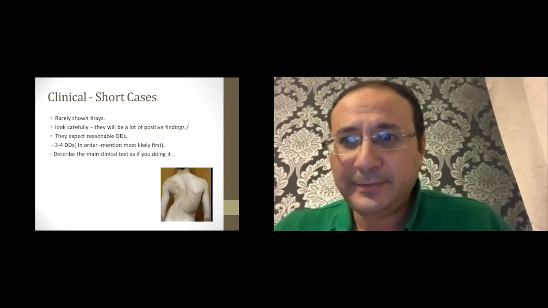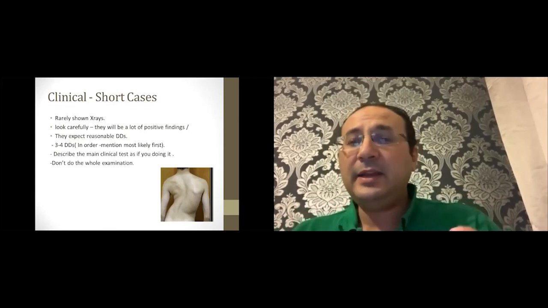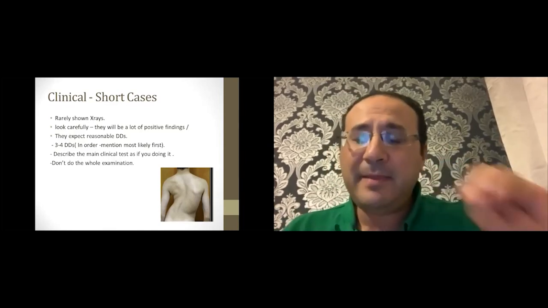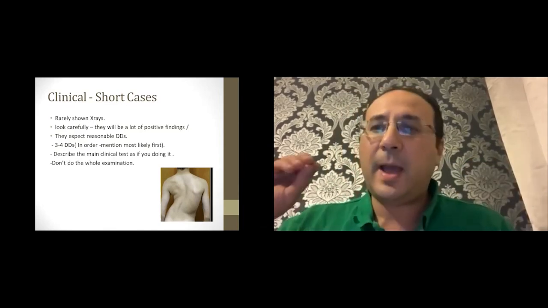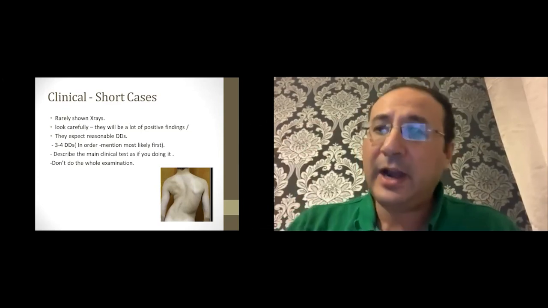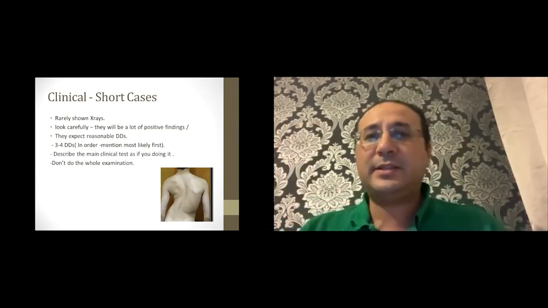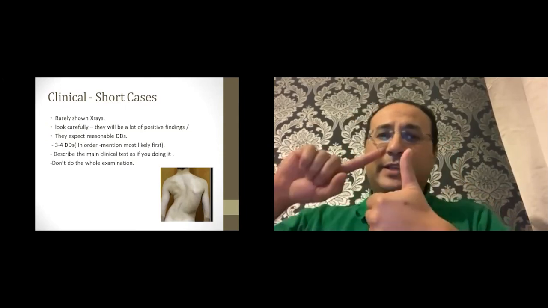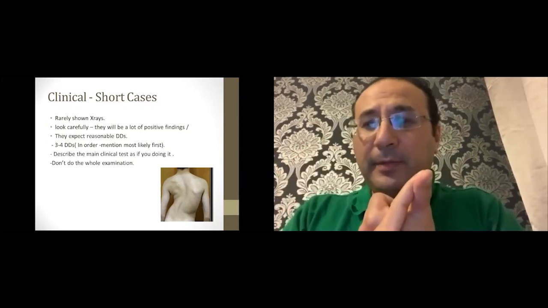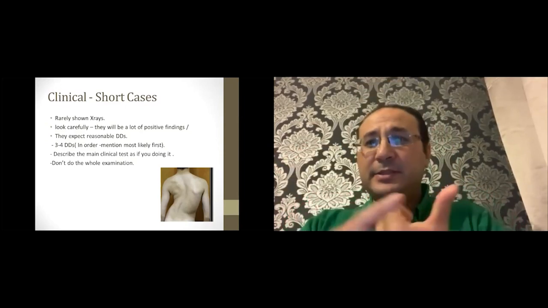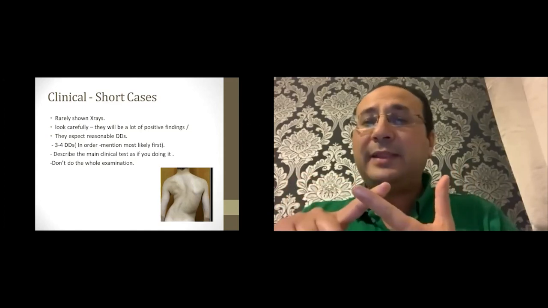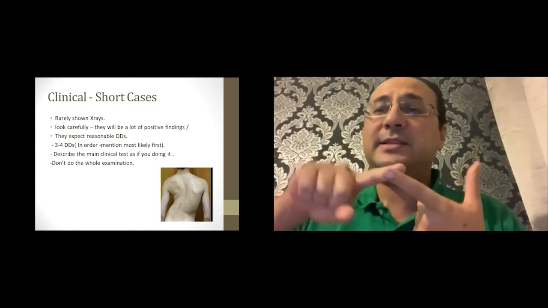And then describe that main test. They will ask you about, for example, here, I will do the Adam forward bend test. So I will do the Adam forward bend test to see rib hump or rib prominence, and how would you do it? I will stand behind the patient.